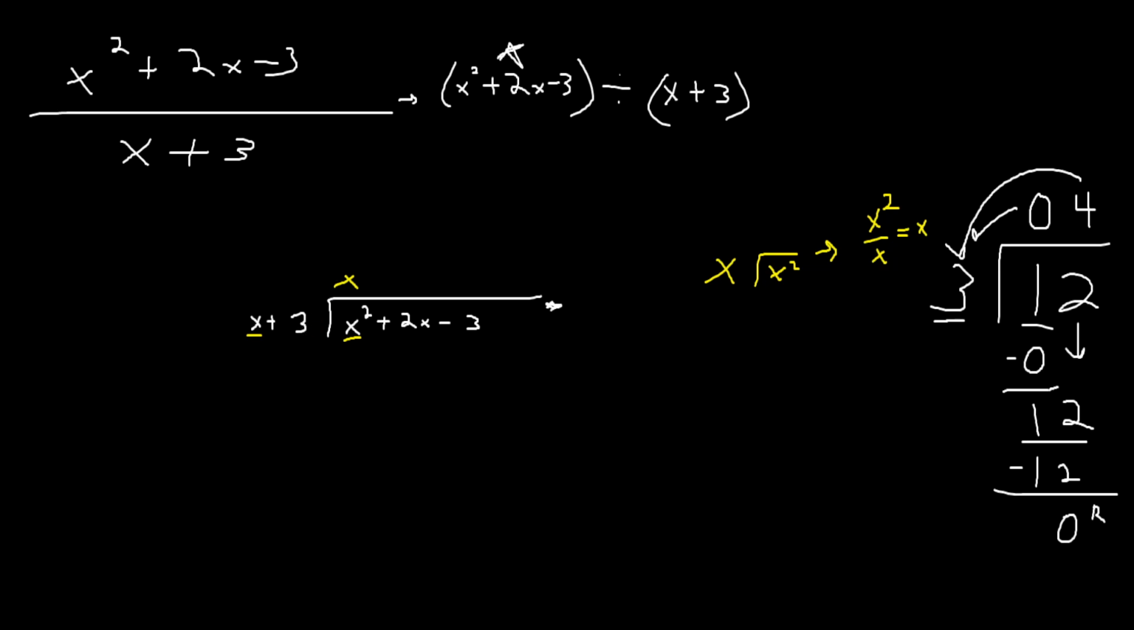So let me change that color. I've got x times x plus 3, which is going to be x squared plus 3x. And I'm going to put that in parentheses. So this is what happens when I multiply. Over here, I multiply and then I subtract, right? So I need to subtract this term from what's inside the division sign. When I subtract it, I need to distribute my negative to both, so I have a negative x squared minus 3x.